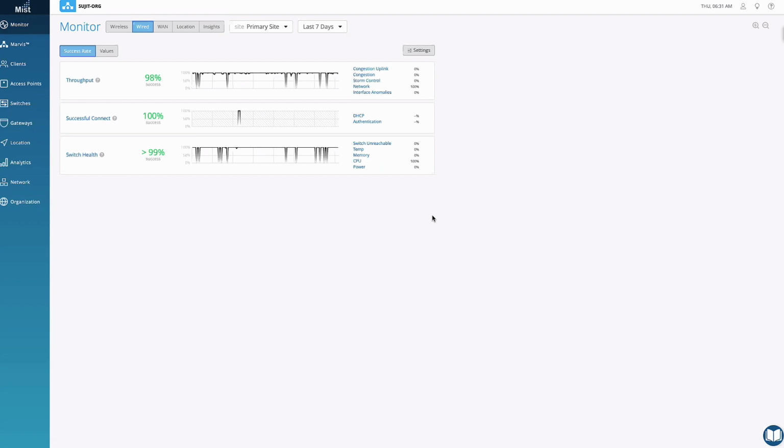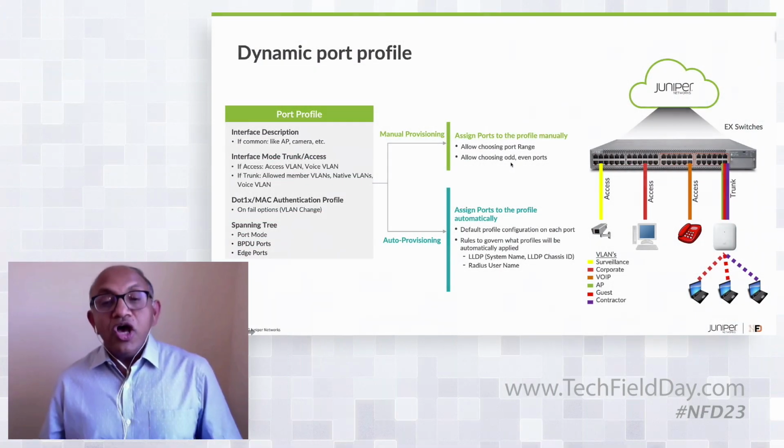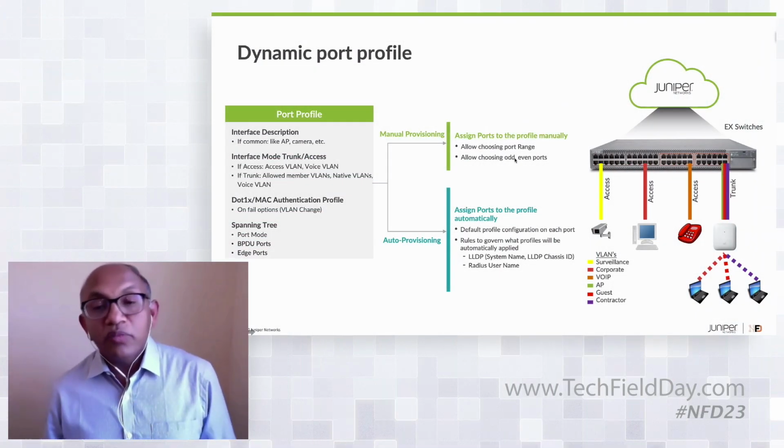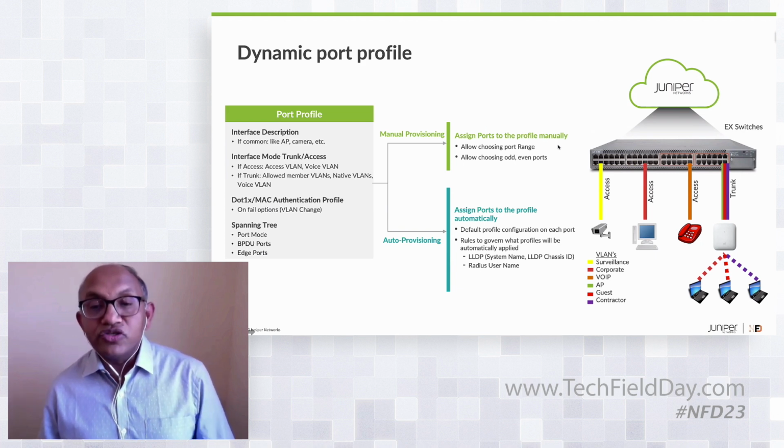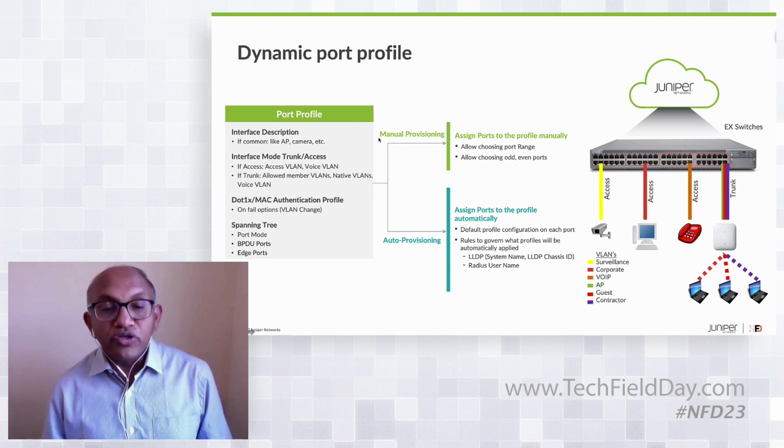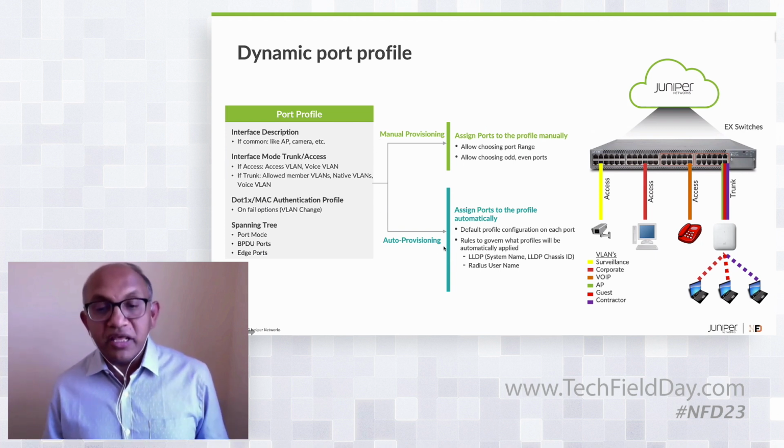So these are some of the new SLEs we have added for wired networks. But as I said in the beginning, I was very excited to introduce to you the colorless port scenario, or what we call dynamic port profile. I showed you all the profiles created for the APs, the cameras, and the devices in the network, with various configurations, access and trunk ports. What I showed you till now was a manual provisioning method of assigning those profiles to those ports. But today, I am really excited to introduce this auto provisioning method.